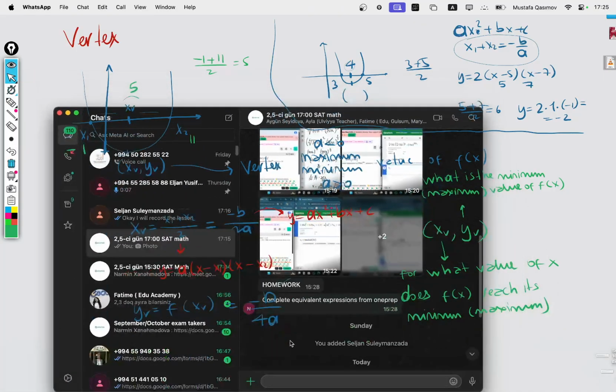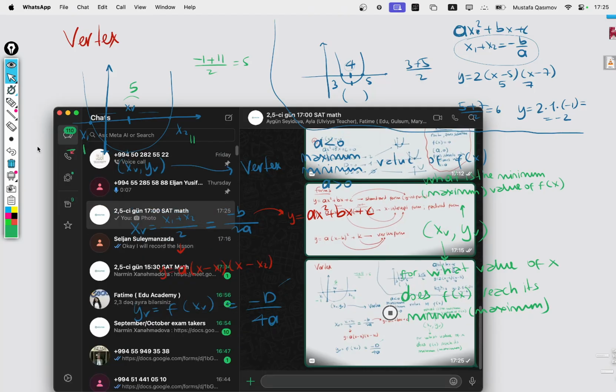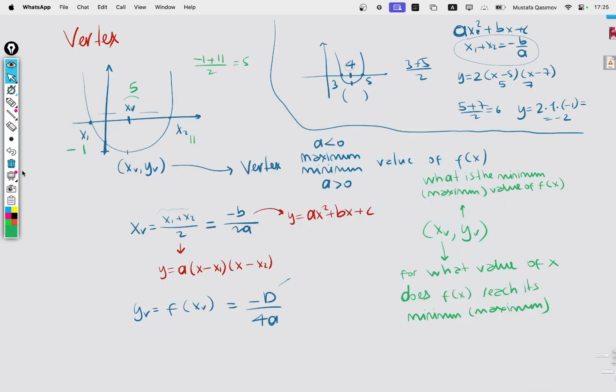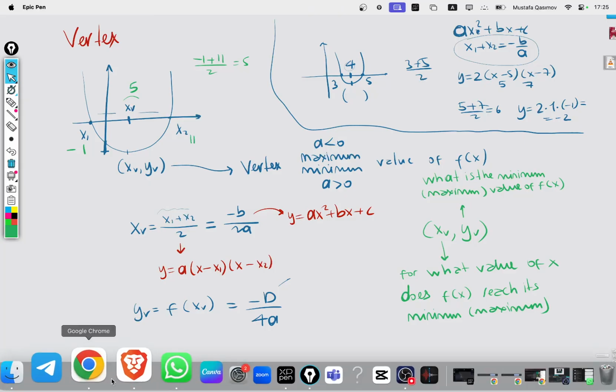If you don't have any question, let's also look at how to use Desmos.